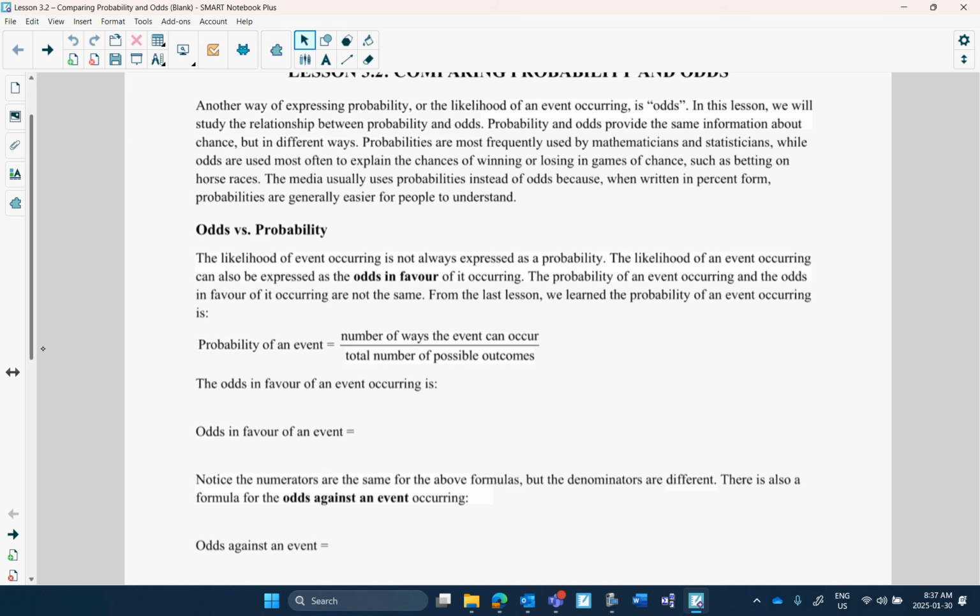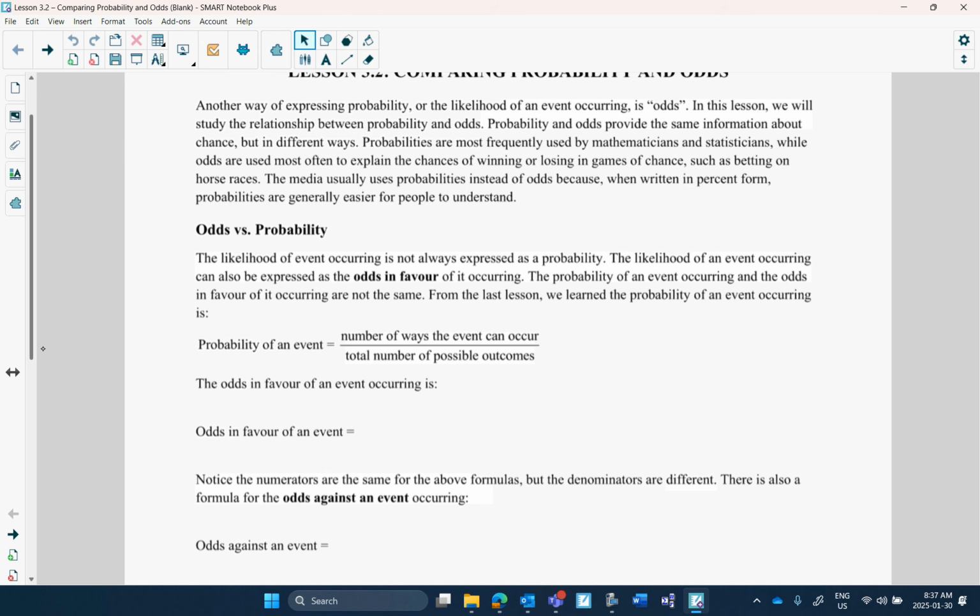So remember, the probability of an event is the number of ways an event can occur over the total number of possible outcomes. So if you roll a single six-sided die, the probability of getting a 1, well, there's only one way the event can occur out of 6 possible outcomes. So it's 1 over 6, or 1 to 6, or 16.7%, or 0.167. You can express it many ways.